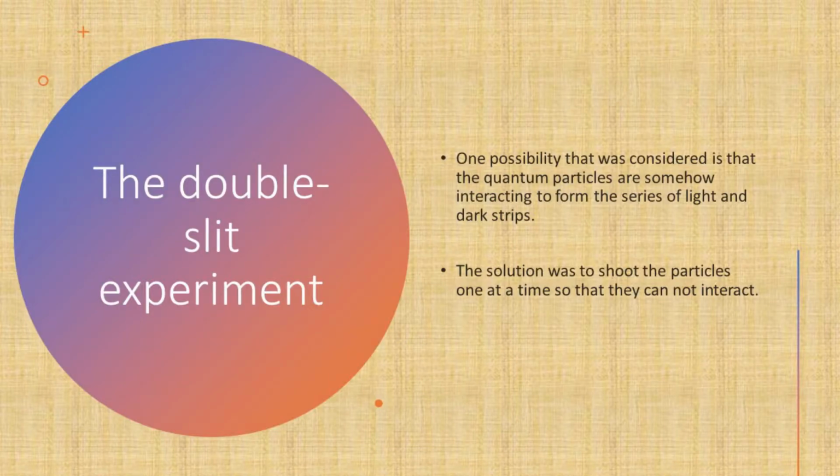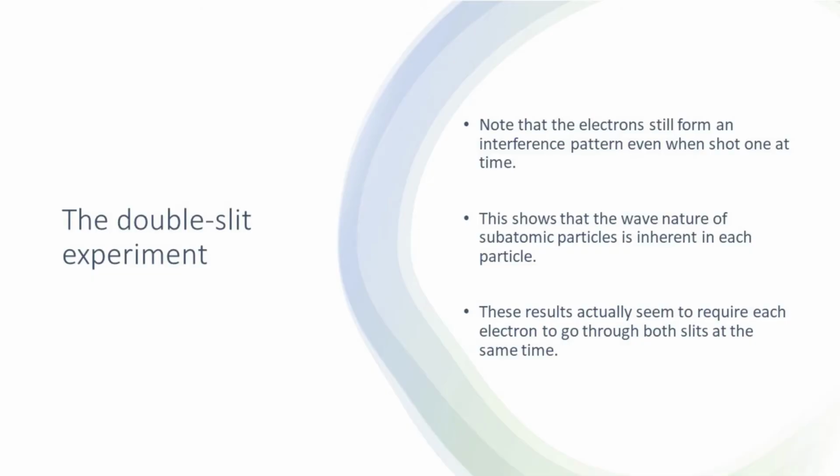One possibility that was considered is that quantum particles are somehow interacting to form the series of light and dark strips. The solution was to shoot the particles one at a time so that they cannot interact. When this is done, you still get an interference pattern. This is the case even with electrons. Note that the electrons still form an interference pattern, even when shot one at a time. This shows the wave nature of subatomic particles is inherent in each particle. These results actually seem to require each electron to go through both slits at the same time.